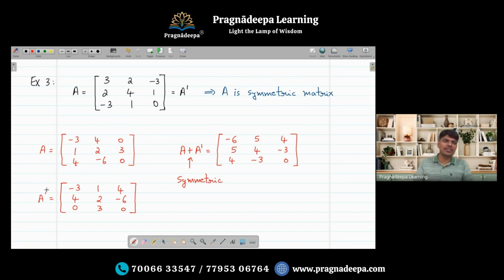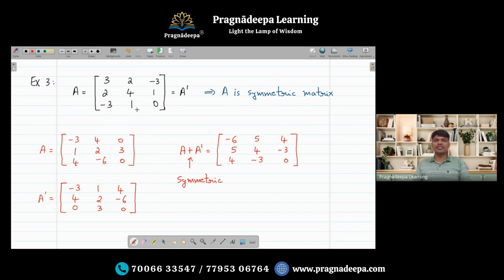Keep such points in mind, they will help in CET. Suppose there is already a symmetric matrix A, and we add its transpose, will it still be symmetric? Yes. In general, A plus A dash is always symmetric.